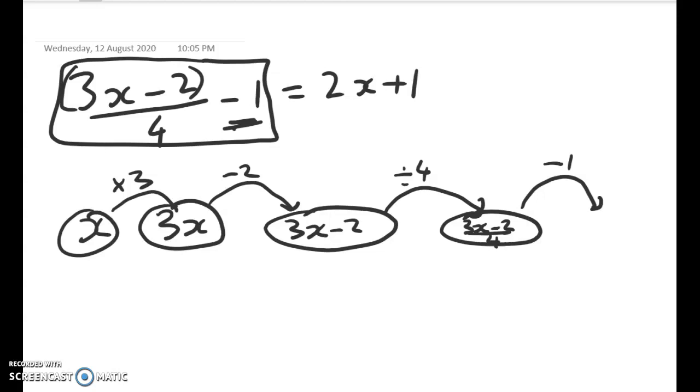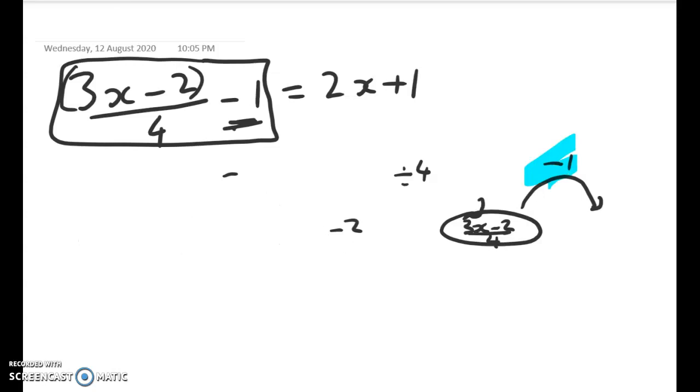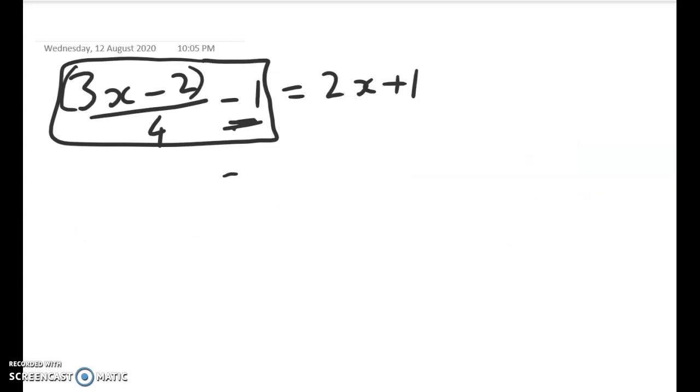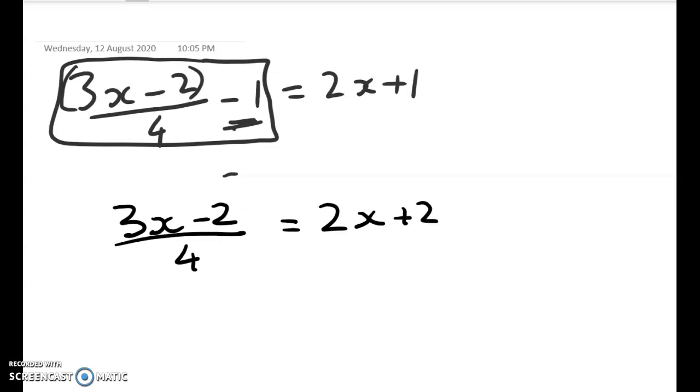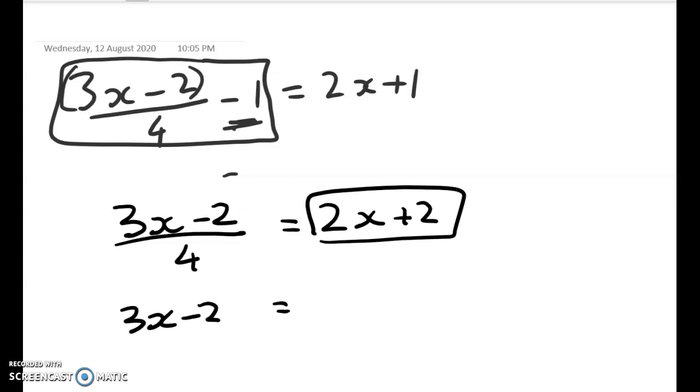So when I start to manipulate this equation, I'm going to start at this end. But you don't need to think about that for too long, because once you've done a few of these, you'll get a feeling for what to do first. So the first thing that we're going to do in here is to add the 1 to both sides. So we've got (3x minus 2) over 4 is equal to 2x plus 2. Next, we're going to multiply through by the 4. And we're multiplying all of this through by 4. So we're multiplying both sides by 4.